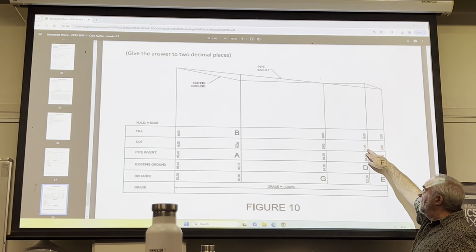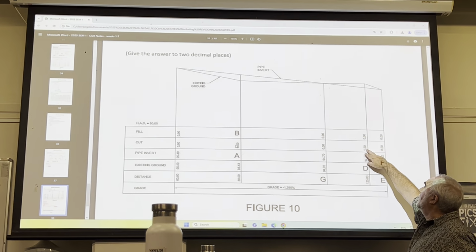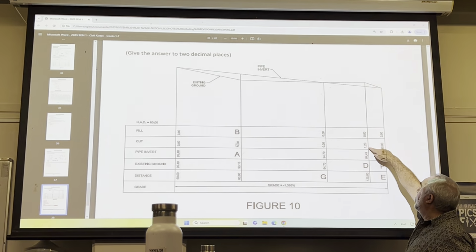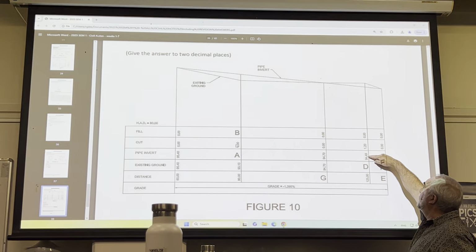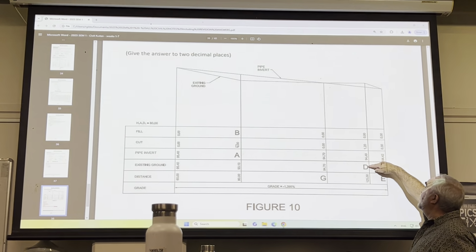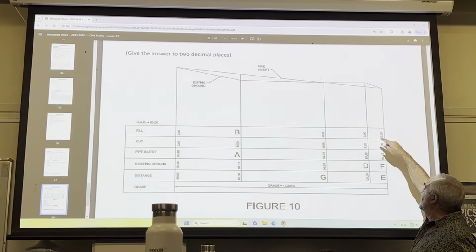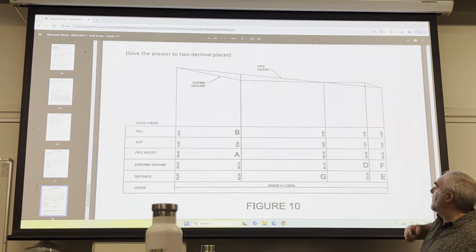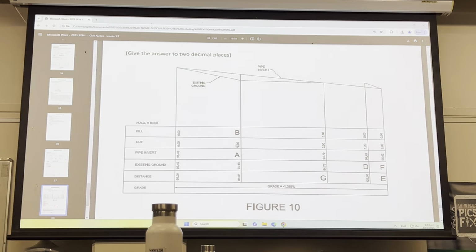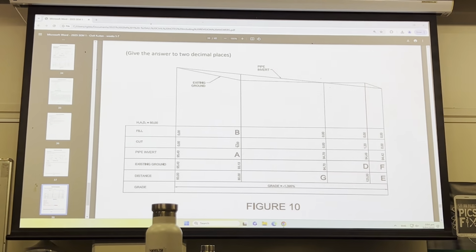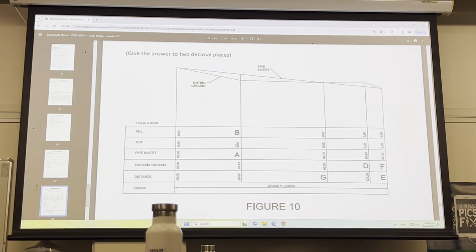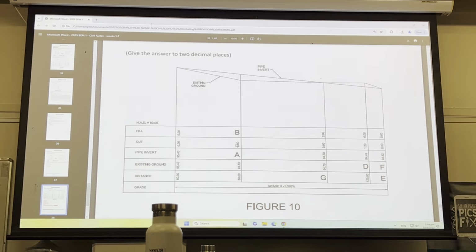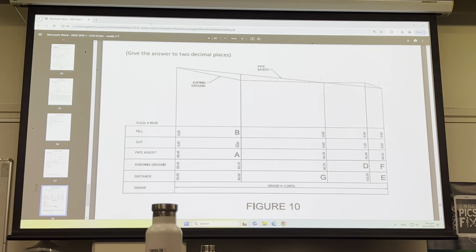So 94.49 and 1.2 is the cut. You see the little bit of cut up the top. So if I took the ground level is up above it, so I'll need to add that to that and I'll get D. So 94.49 plus 1.2 is equal to D. Alright? Let's go to the next one.